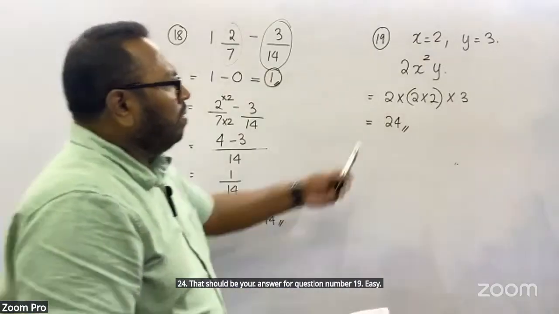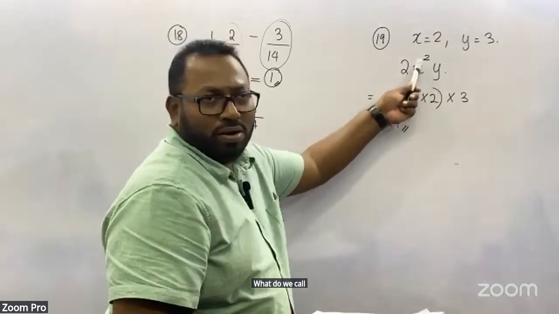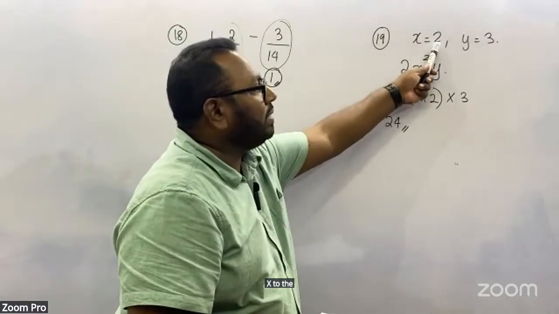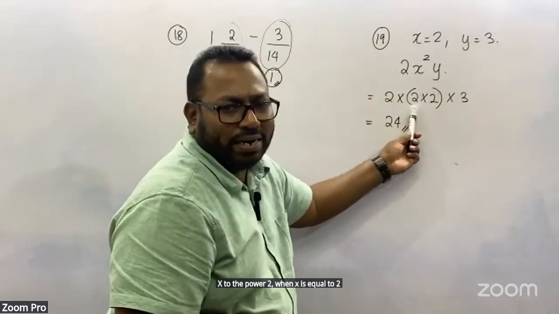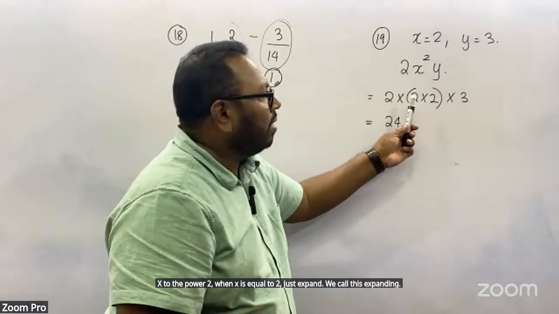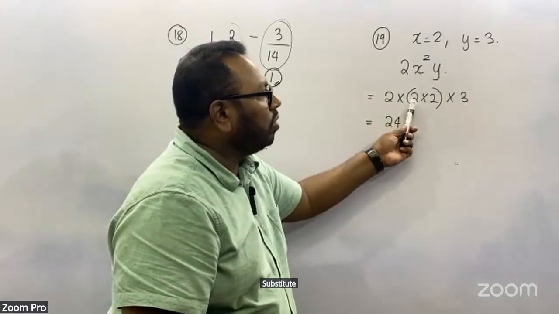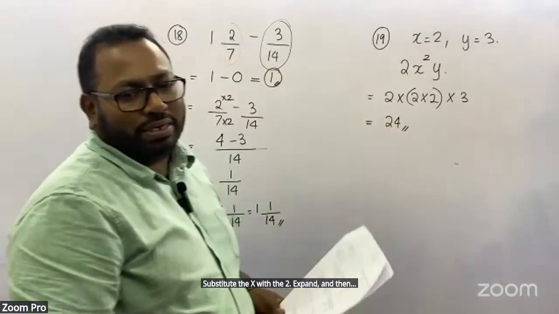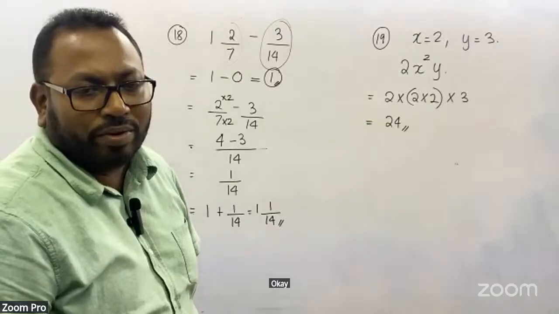Easy. What do we call this? Powers, indices. X to the power 2, when x is equal to 2, just expand. We call this expanding. Substitute the x with the 2, expand, and then do the multiplication. Okay? All right?